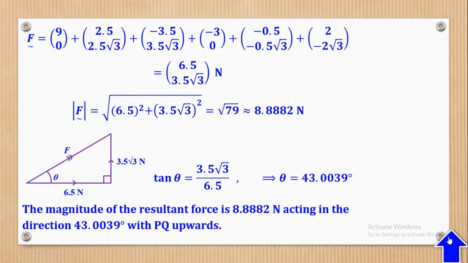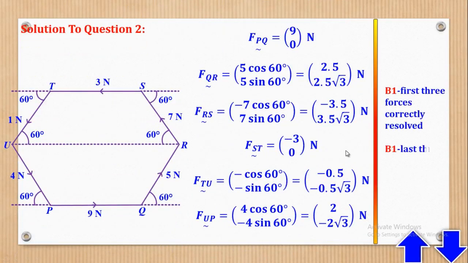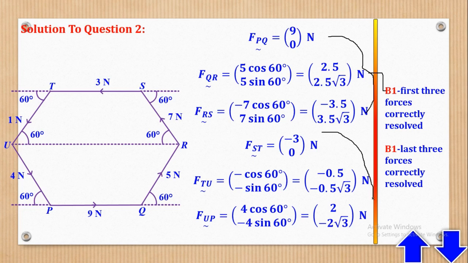We'll start with the part for converting to vector form. For this case, B1 will be for the first three. So for PQ, QR, and RS, all those correct will give you this B1. Then another B1 will be for the last three. So all these three forces, ST, TU, and UP in vector form, that's how you could get your second B1.